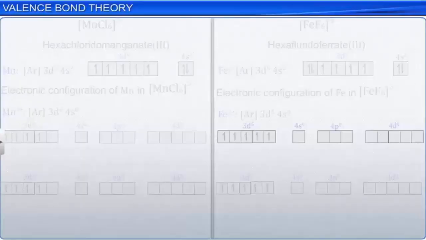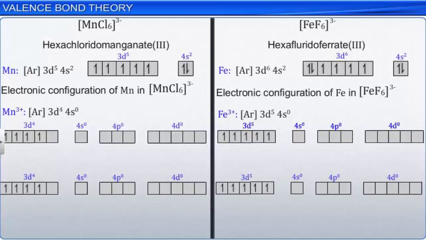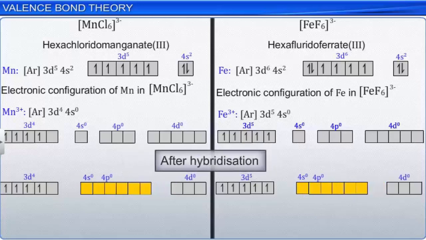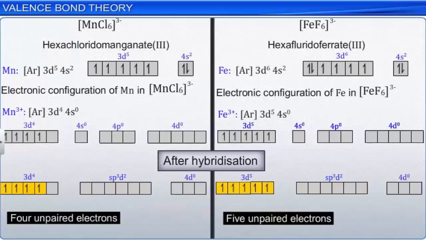Similarly, in the complex ions hexachloridomanganate(III) and hexafluoridoferrate(III), the outer 4s, 4p and 4d orbitals get involved in the hybridization to form outer orbital paramagnetic complexes with 4 and 5 unpaired electrons respectively.